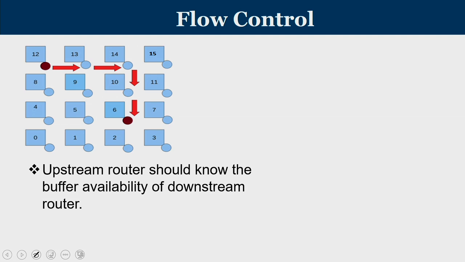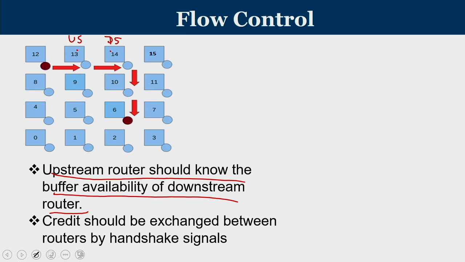The concept of flow control means an upstream router should know the buffer availability of a downstream router. So, what do we mean by upstream router? When a packet is moving from 13 to 14, then 13 is called the upstream router and 14 is called the downstream router. So, the upstream router should know the buffer availability of the downstream router. Any router which is going to forward a packet should know whether there is a buffer available in the next immediate router, that is, the successor router.